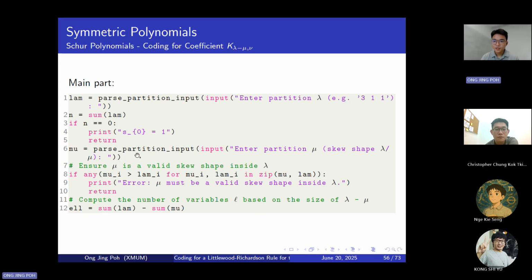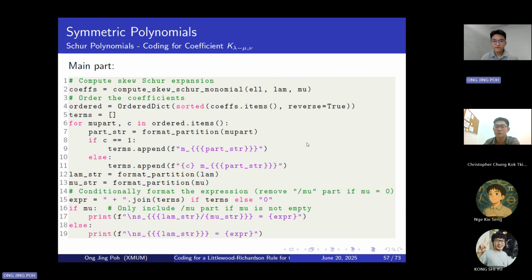In line 6, users are required to include one more partition mu that is smaller than lambda. So if the user just wants to compute the Kostka number but not the skew Kostka number, they can just put 0 here. And then in line 2, the function compute skew Schur polynomial will first compute all the semi-standard Young tableaux of shape lambda minus mu and turn them into polynomial form by the mapping that was introduced before. And then it will group them together to form an n mu with its coefficient. And the part below just sorts the order and displays the output.